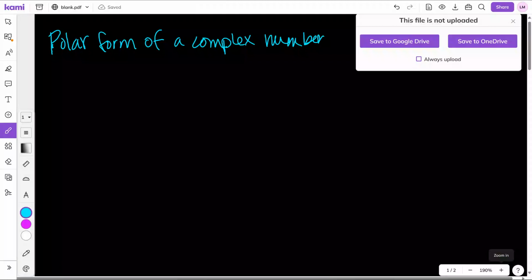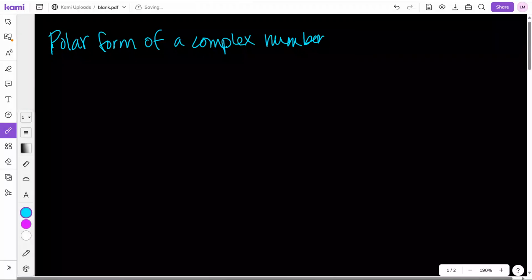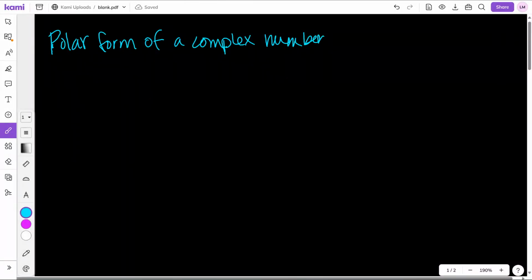All right, so looking at the polar form of a complex number, we can actually switch between polar, complex, and rectangular. We just need a little bit of information to be able to do that. So first of all, let's talk about complex numbers just as a reminder. A complex number is written as z equals a plus bi, where a is the real part, b is the imaginary part. So a is represented along the x-axis and b is represented on the vertical axis or the y-axis.